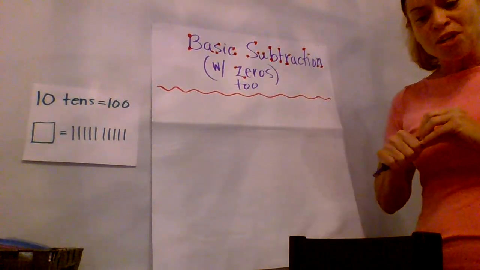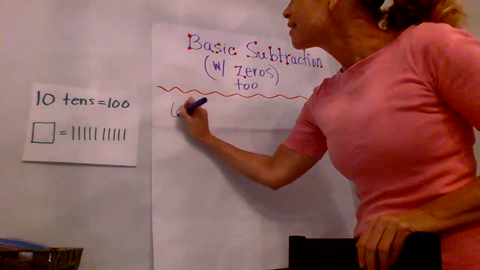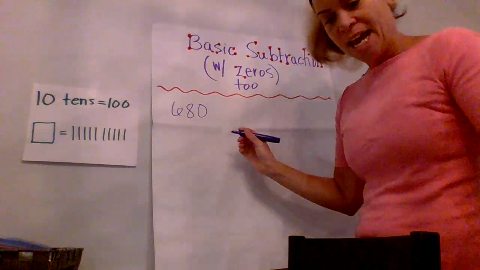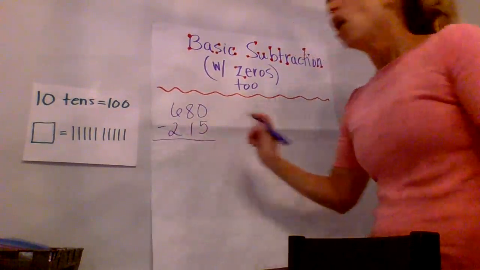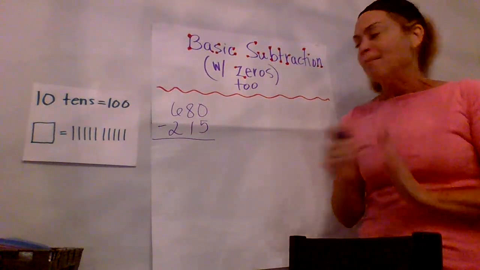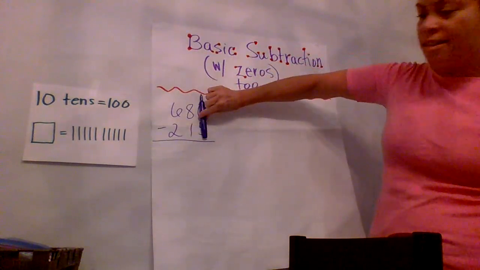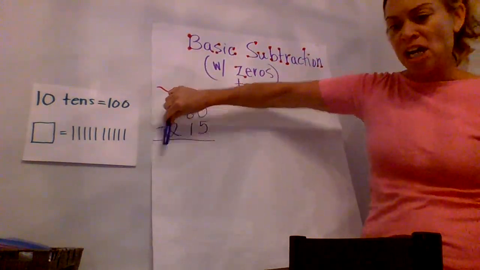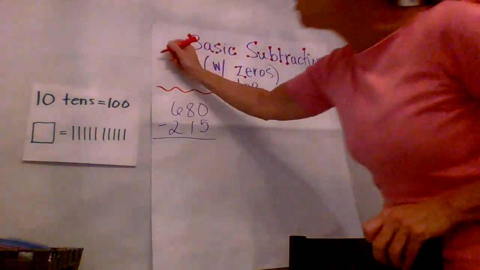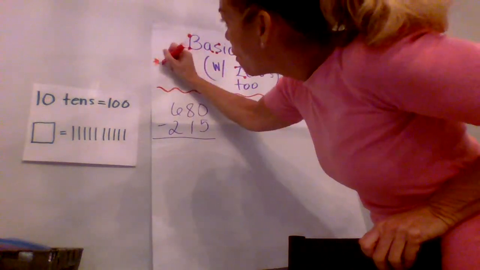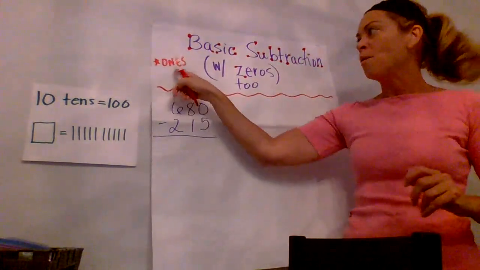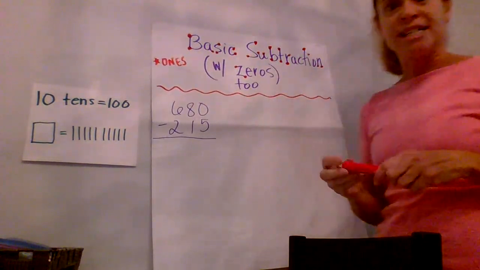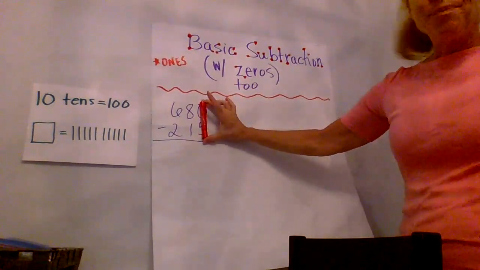Okay, first I'm going to show you a problem: 680 take away 215. Notice how I'm lining up my ones, tens, and hundreds. And here's a little clue, little trick. You always begin in the ones place, okay? Always begin in the ones place. So let's get there. Here I am.